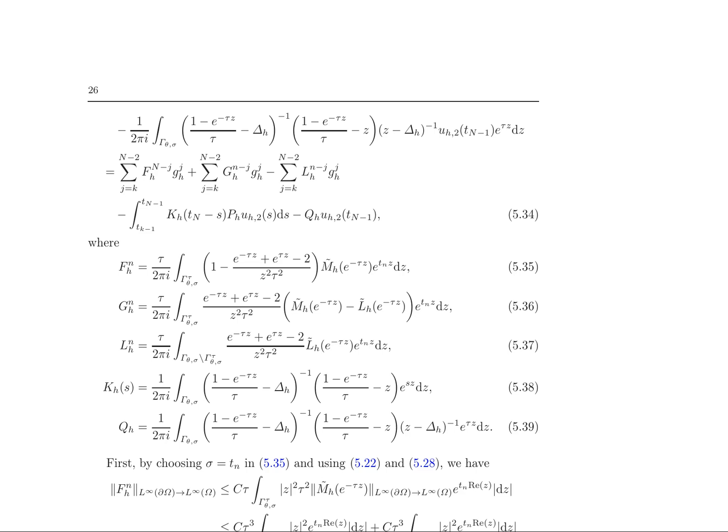Similarly, the second component, g_n_h, is analyzed using equation 5.36, and the same choice of sigma equals t_n. This yields an estimate of the L-infinity norm of g_n_h, which is bounded by a constant c_n squared. The L-infinity norm of the sum of g_n_h terms is then estimated, resulting in a bound of c max k is less than or equal to n is less than or equal to n2.